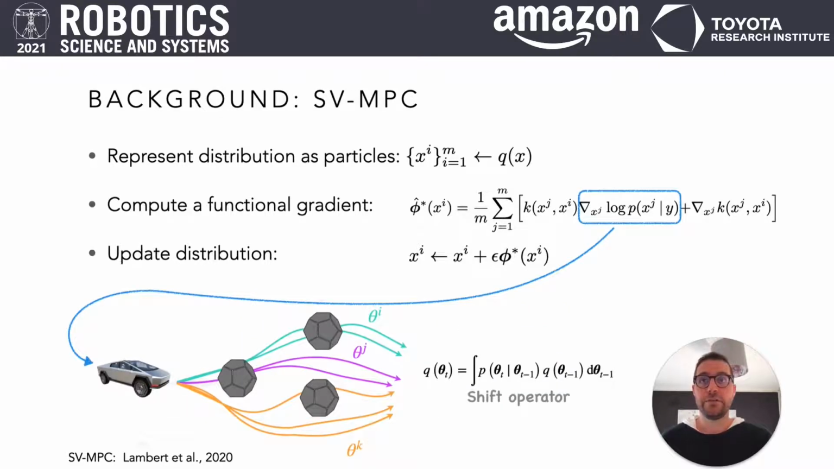In SVMPC, each particle now represents a sequence of actions, and the functional gradient is computed by generating sampled rollouts. The sequential nature of the problem is captured by introducing a shift operator to bootstrap the solution of the subsequent time step given the current posterior distribution.